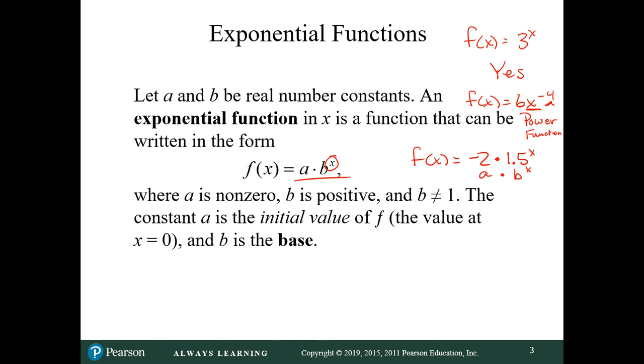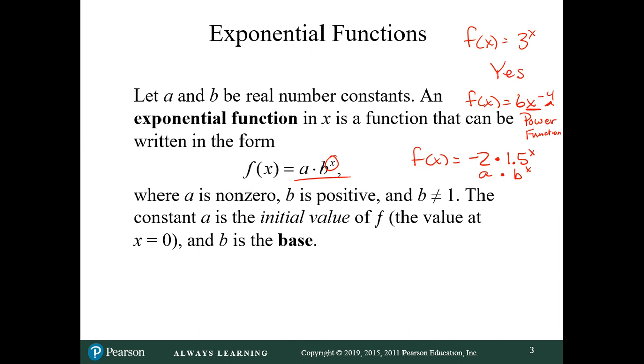All right. So exponential functions. Let a and b be real number constants. An exponential function is a number times another number to a variable power, such as negative 2 times 1.5 to the x power, or a times b to the x power. Okay? So that's an exponential function.